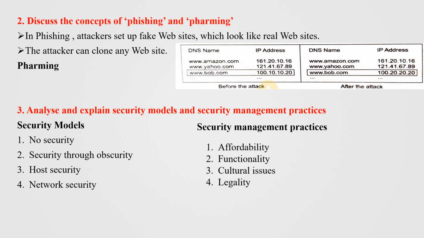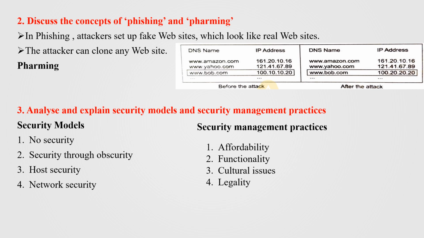And moving on to the next question, analyze and explain security models and security management practices. Here, for security models, you have four types: no security, security through obscurity, host security, and network security. These are the different security models to make sure that complete security is provided to the complete network, so that even if it is a virus, worm, Trojan horse, or any kind of attacker, it will not be allowed into the system because we follow these kinds of security models.